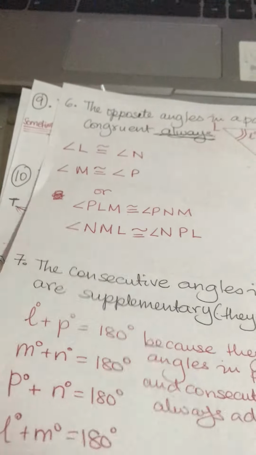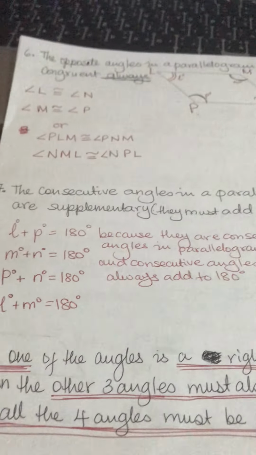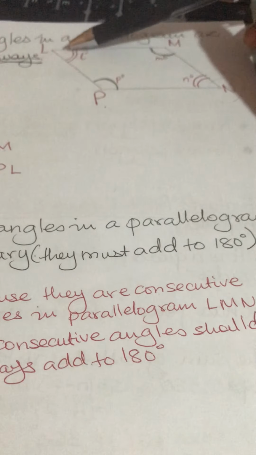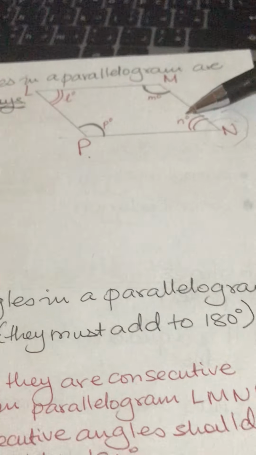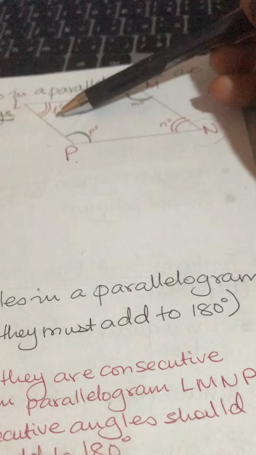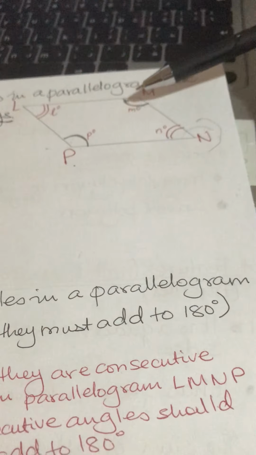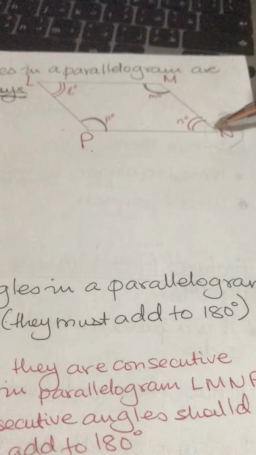Now, consecutive angles should add up to 180 because they are supplementary. So, the consecutive angles must be on one side. They must be on one side. So, L is consecutive to P. P is consecutive to N. N is consecutive to M. M is consecutive to L. So these 2 are consecutive, these 2 are consecutive. These 2 are consecutive, these 2 are consecutive. Okay? You remember? And LP is a transversal because LM and PN are parallel.